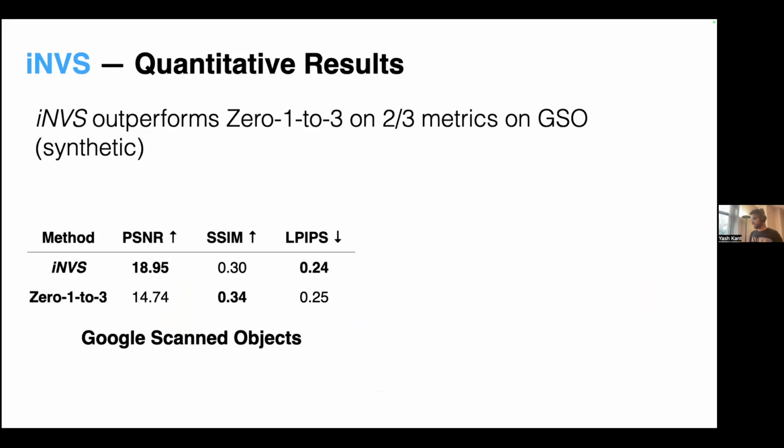Let's jump into some quantitative results. Numbers-wise, we also outperform Zero-1-2-3 on 2 out of the 3 metrics. We are better in PSNR. We are also better in LPIPS, which is perceptual similarity. We do have a shortcoming here, which is in our structural similarity metric, and I'll briefly discuss after this why that happens.